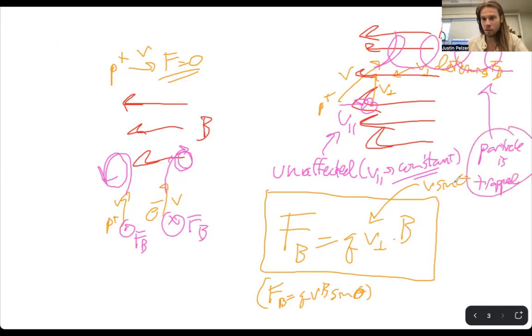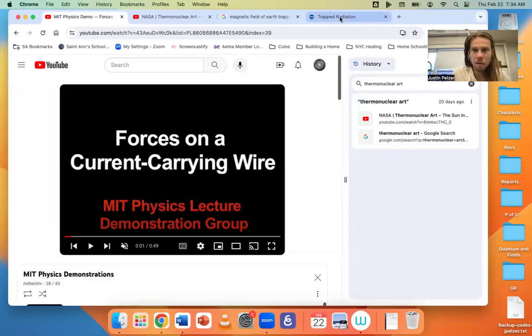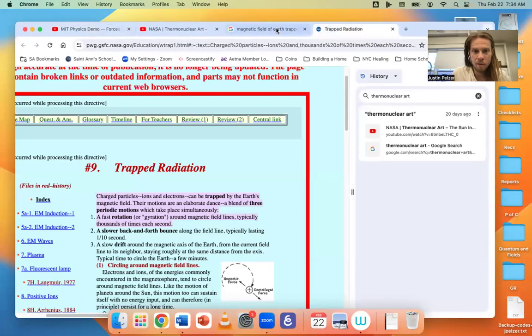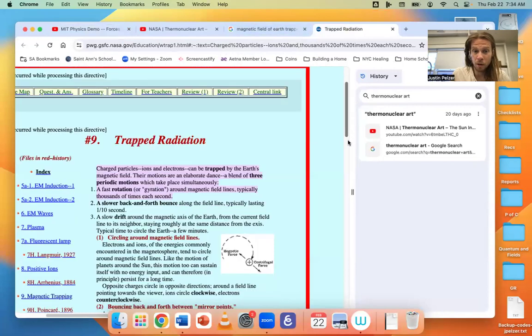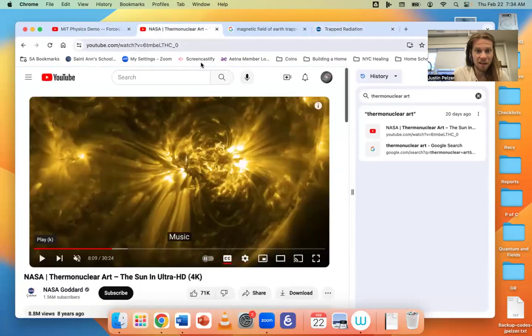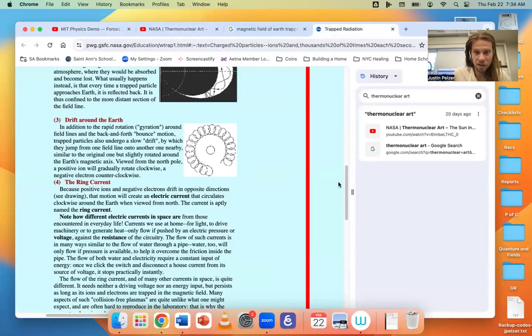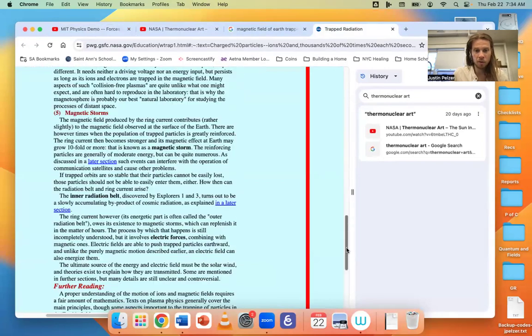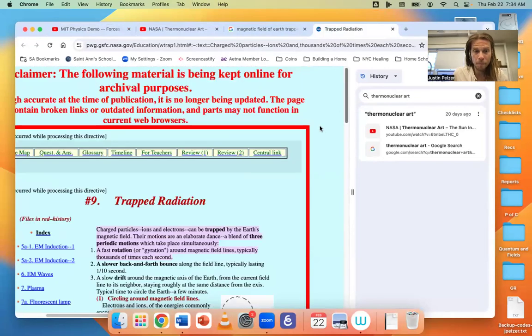Ooh. And if you look at video of trapped radiation, that's really cool. NASA's got a website about it. That's really kind of fun. You see how it's like circulars? So this is charged particles being trapped by the magnetic field of the Earth, which is really fun.